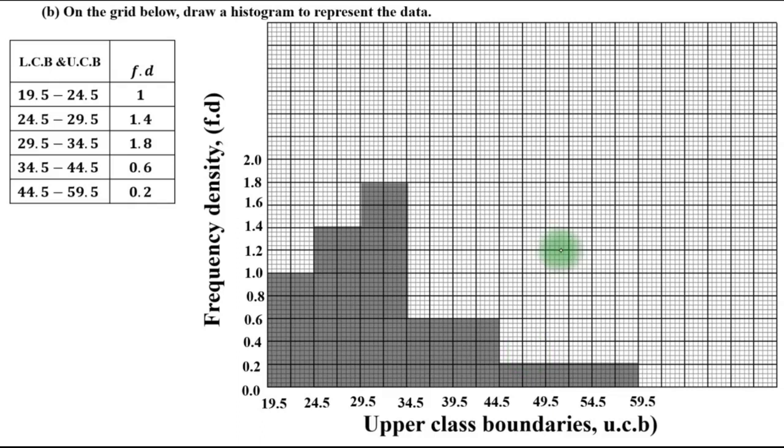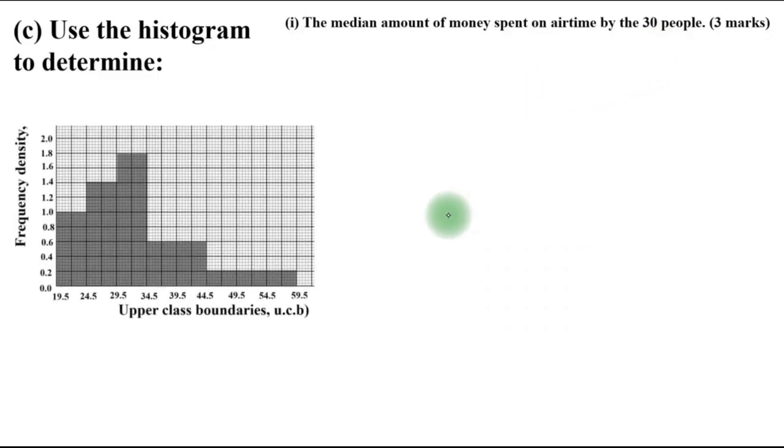Part C of the question. Use the histogram to determine the median amount of money spent on airtime by the 30 people. So in our case, this is our histogram. The instruction is to use the histogram. You can still use the formula, but the instruction is to use the histogram, or otherwise use a graph to determine the median amount.